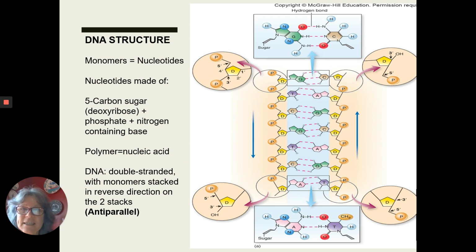If we look at our DNA structure, zoom in, this is back in chapter 1. The monomers of our DNA is a nucleic acid, that's our polymer. The monomers are nucleotides. So here is a nucleotide right here. It's made of a 5-carbon sugar. For DNA, it's deoxyribose. That's our 5-carbon sugar.